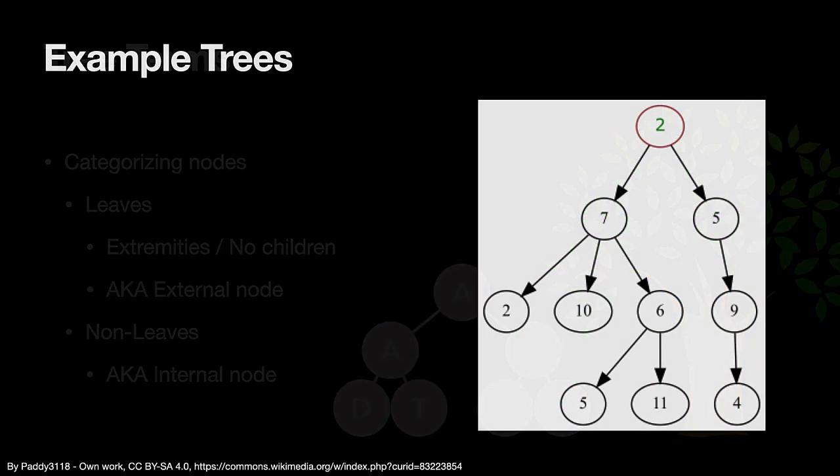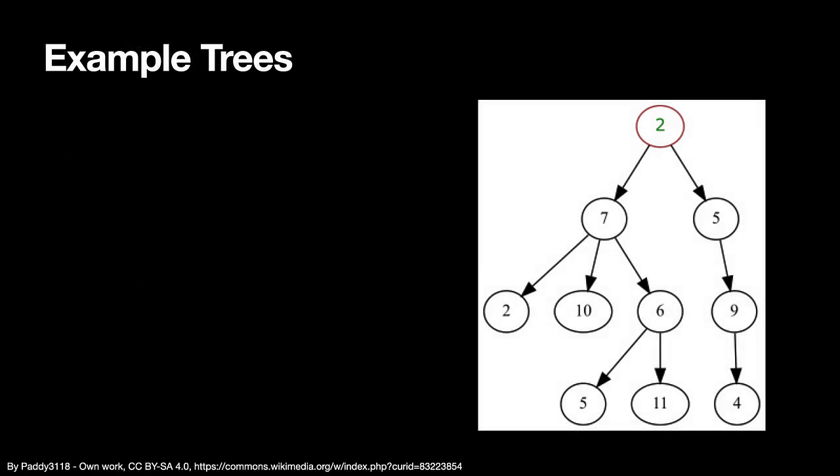Okay, so let's look at an example tree. So this is an example tree that comes from Wikipedia. So let's pick out some of these terms. So what's the value in the root? So in this case, the root is the thing at the top of the tree here. Its value is 2. Notice that this tree also has another node with the value 2 in it.